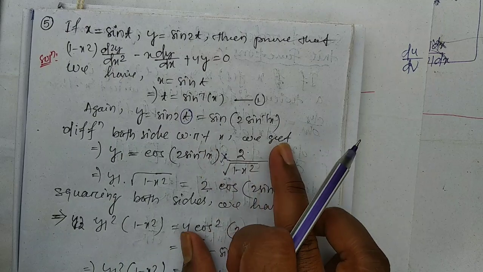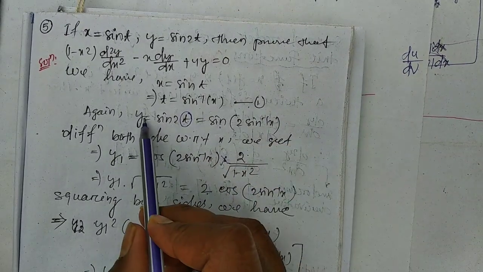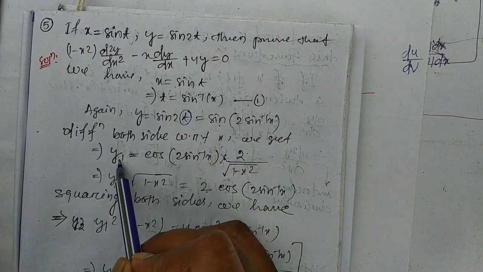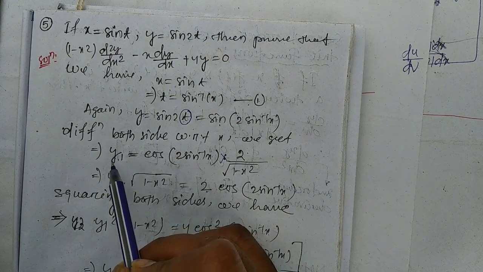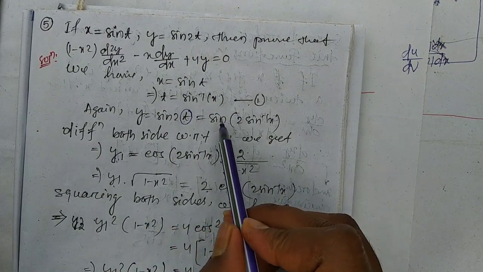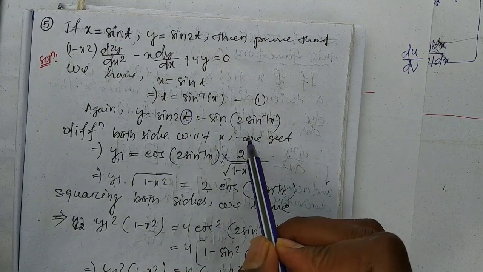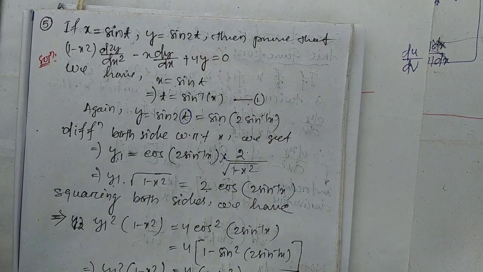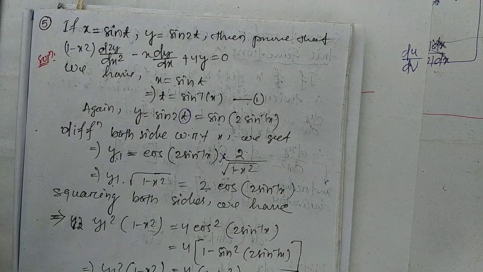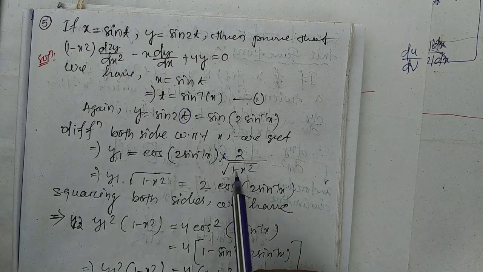Differentiate both sides with respect to x. We get the first derivative, that is dy by dx, that is y1. On the right, the derivative of cos of 2 sin inverse x into the derivative of 2 sin inverse x, that is 2 by square root of 1 minus x square. Just multiply this quantity to the left, cross multiply this one.